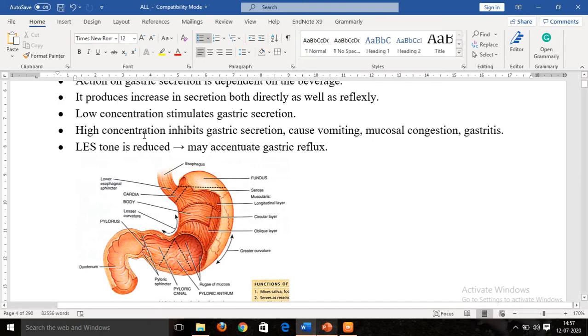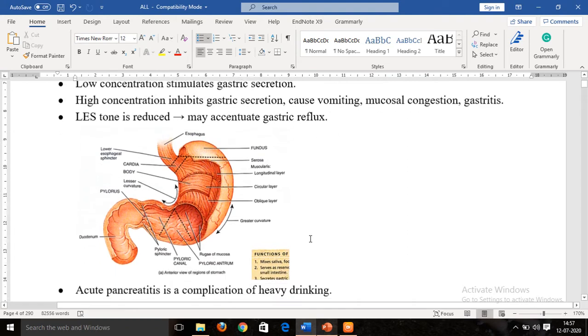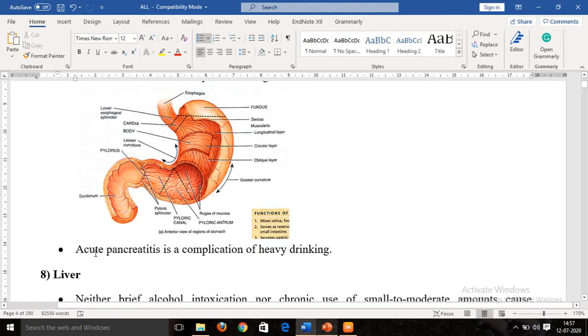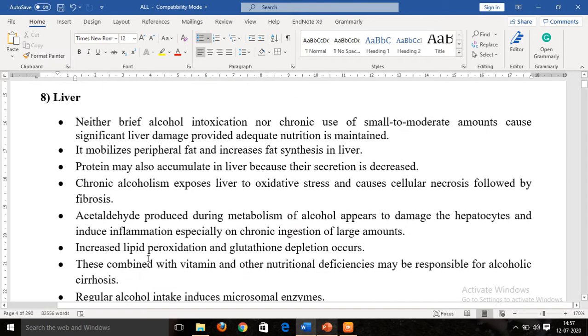So alcohol consumption reduces the LES tone, because of which the contents of the stomach may go back into the esophagus, that is, gastric reflux may take place. Apart from this, heavy drinking may also result in acute pancreatitis, that is inflammation of the pancreas. Next, coming to the actions on the liver.